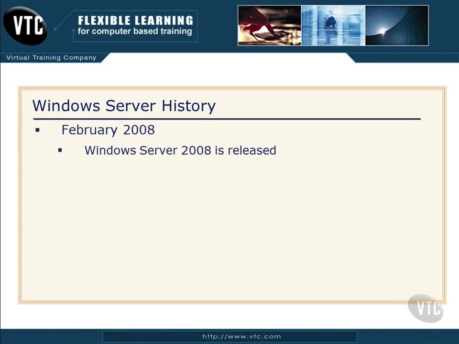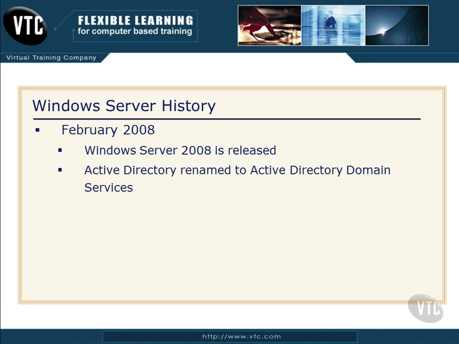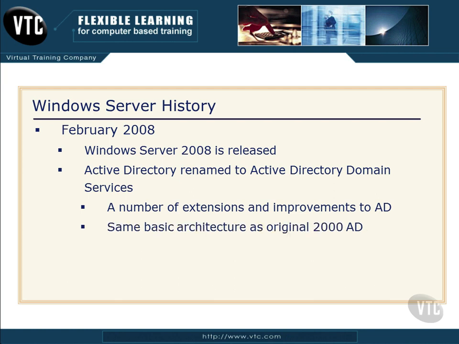In February 2008, Windows Server 2008 was released. Active Directory was renamed to Active Directory Domain Services. Now, there were a lot of extensions and improvements to Active Directory, but it's still the same basic functionality, the same basic architecture, and it's just a strong, powerful security system.